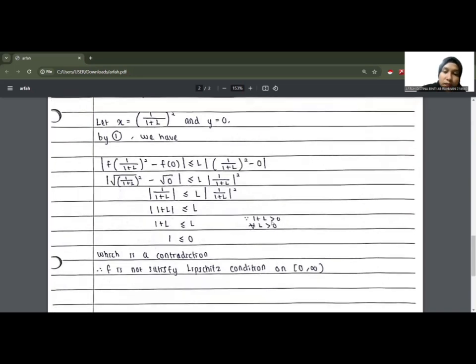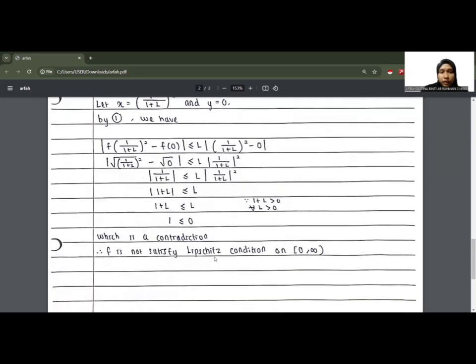So we know that 1 plus L is obviously greater than 0. Then for all L greater than 0, we will get 1 plus L less than or equal to L, and we will get 1 is less than 0, which is a contradiction. So we can say f does not satisfy the Lipschitz condition on the interval 0 to infinity. So that's all for question number 1.